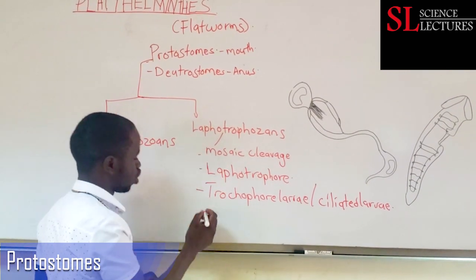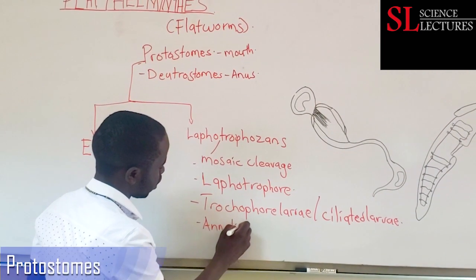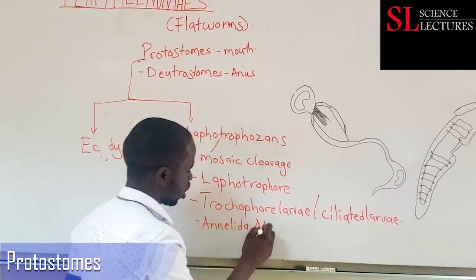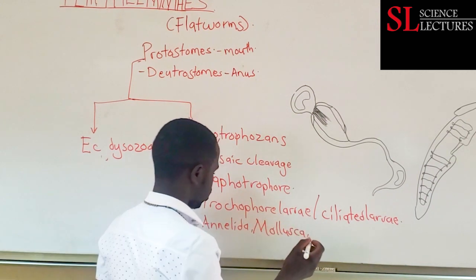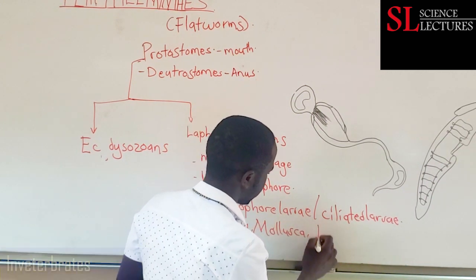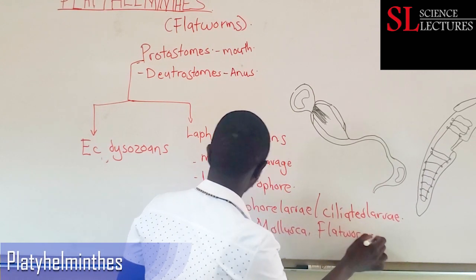And under Lophotrochozoa, we have members of phylum Annelida, members of phylum Mollusca, and members of phylum Platyhelminthes, or what we call the platyworms.